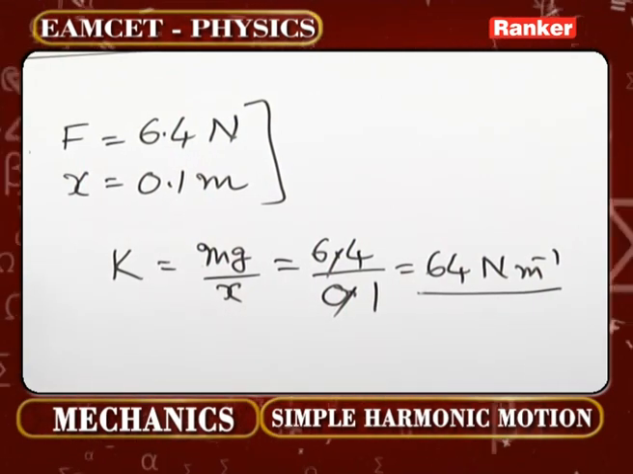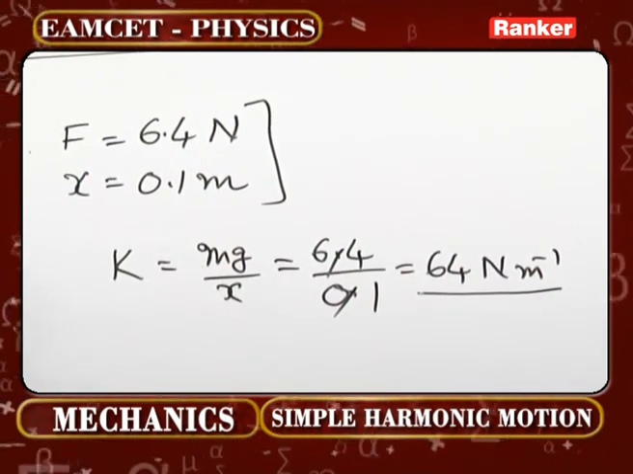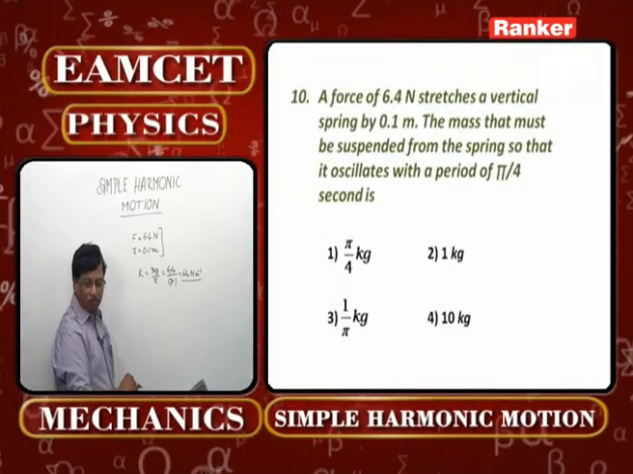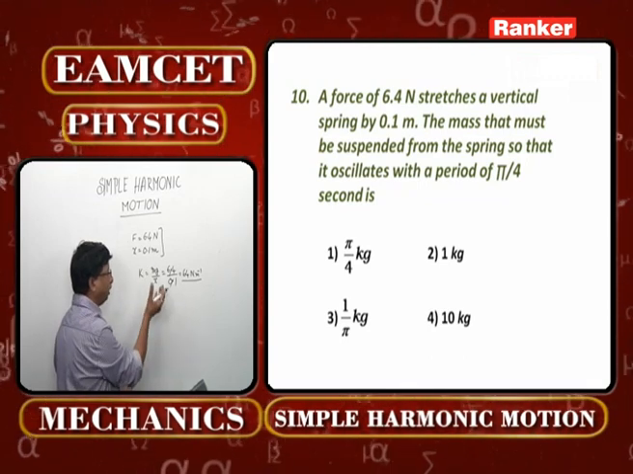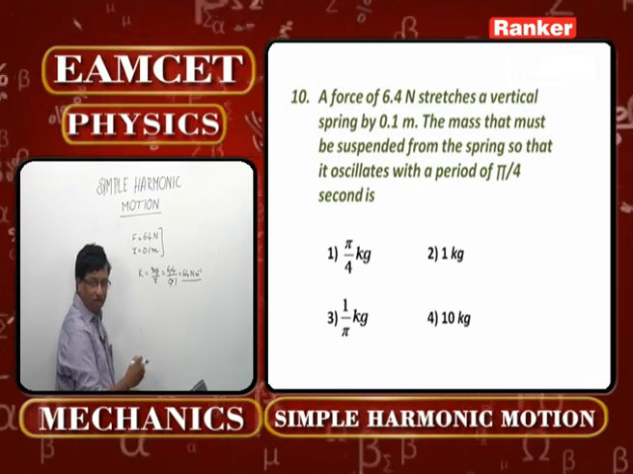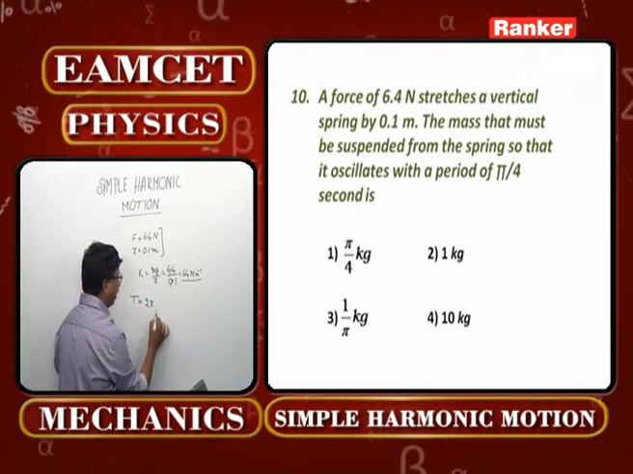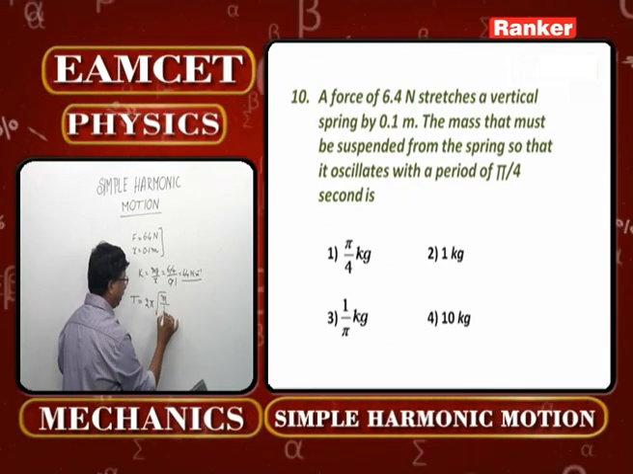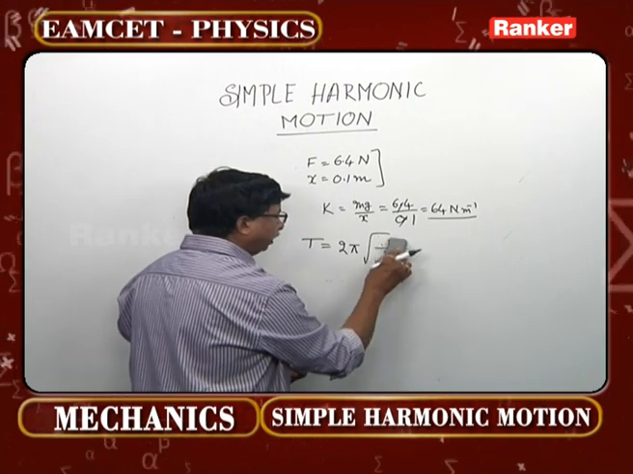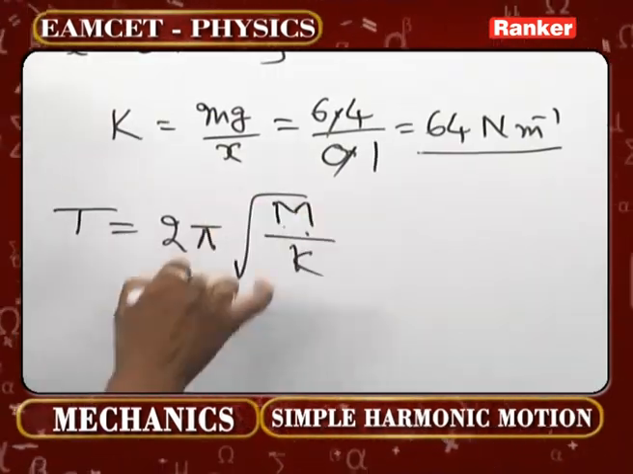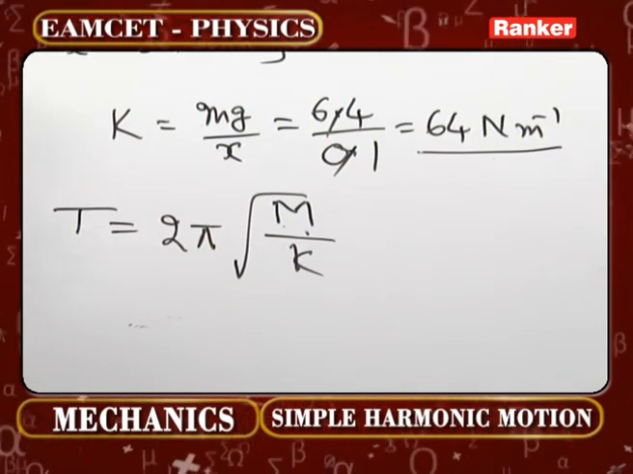Fine. Now what is the next concept here? When it is to oscillate with a time period of pi by 4 seconds, what amount of mass is to be attached to the spring? That is the question. So T can be written as 2 pi under root m by k. Let us now write this m as a capital letter M, because this is the mass being asked in the problem.